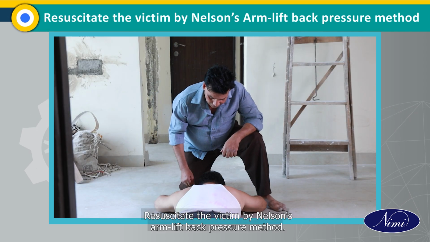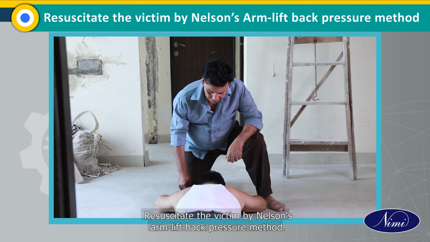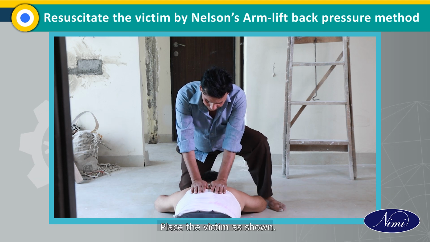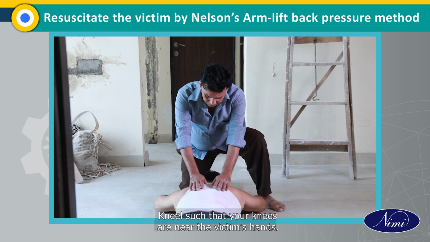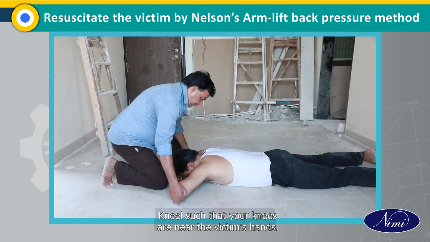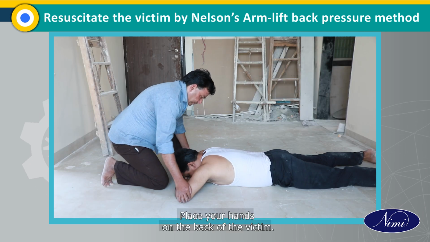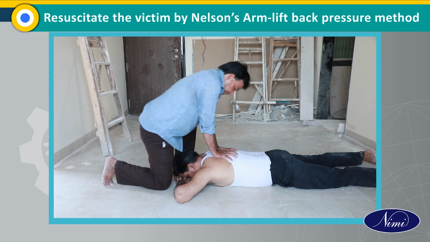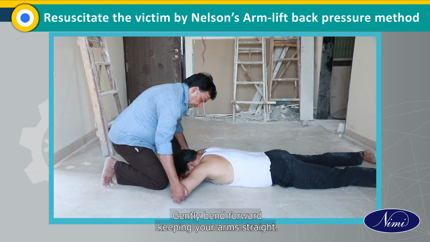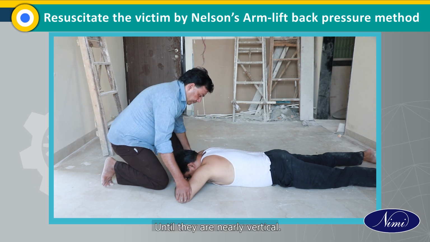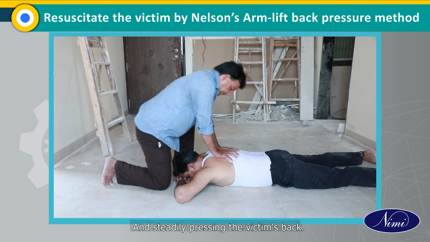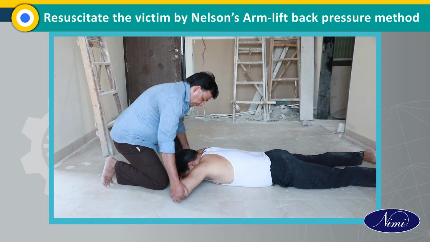Resuscitate the victim by Nelson's arm lift back pressure method. Place the victim as shown. Kneel such that your knees are near the victim's hands. Place your hands on the back of the victim. Gently bend forward, keeping your arms straight until they are nearly vertical and steadily pressing the victim's back.